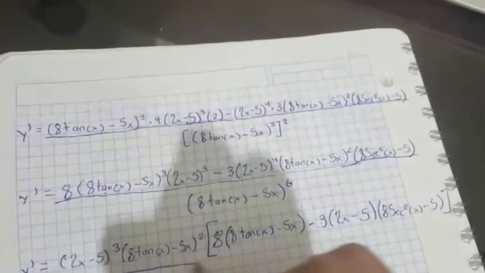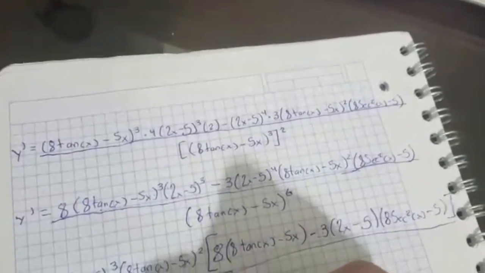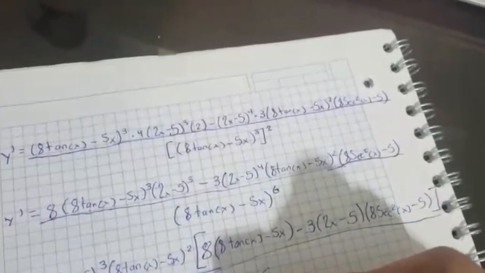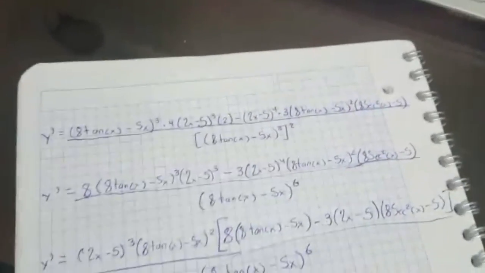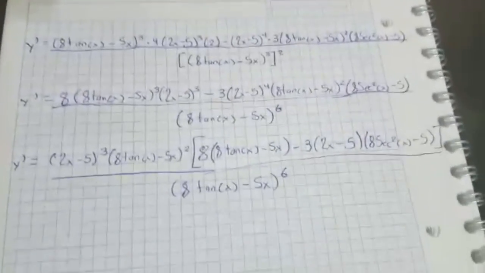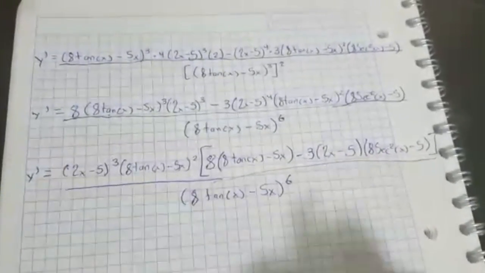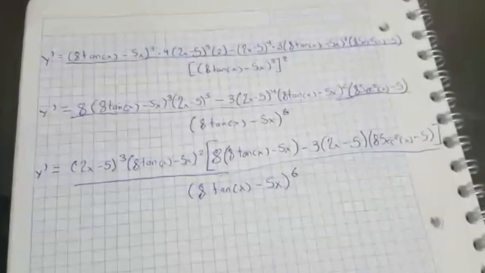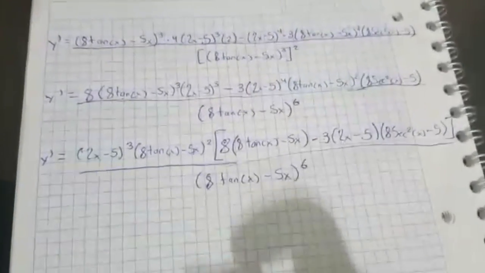All of this, as always, it's very important not to miss that part, divided by a tangent of x minus 5x to the 6th. And well, guys, here's up to this step, and my friend Juan will continue with the procedure.